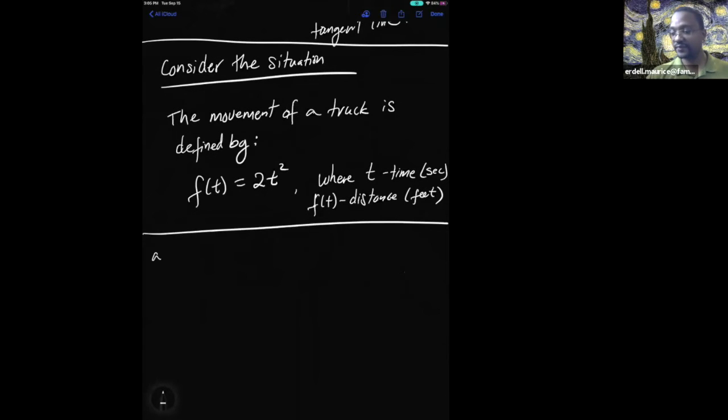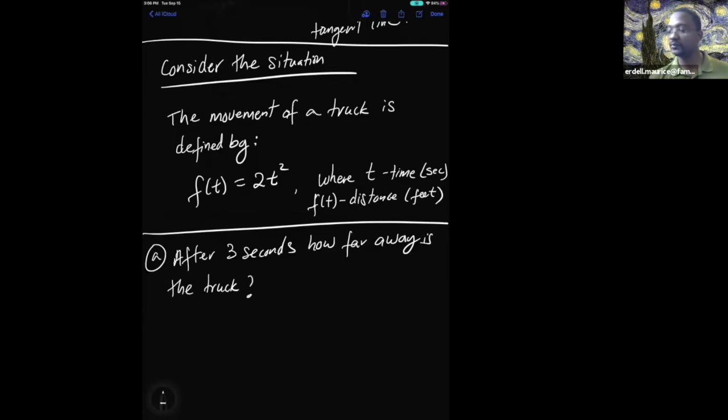So, A, after 3 seconds, how far away is the truck? Another way of asking that is, what distance has the truck traveled? It's not exactly the same thing, but in our example it is, because it's always a positive function.